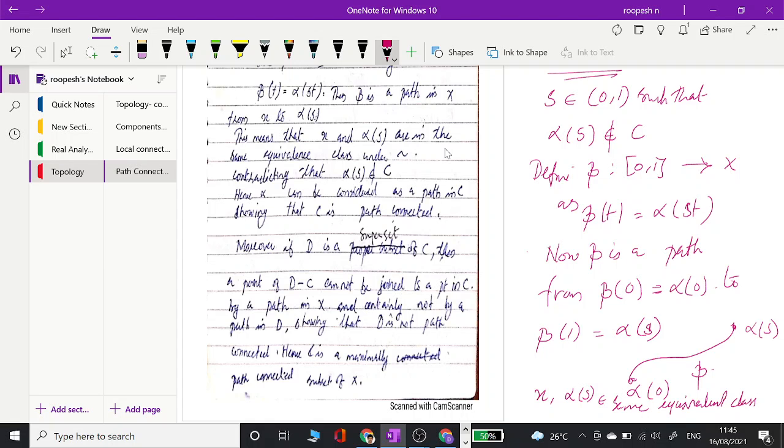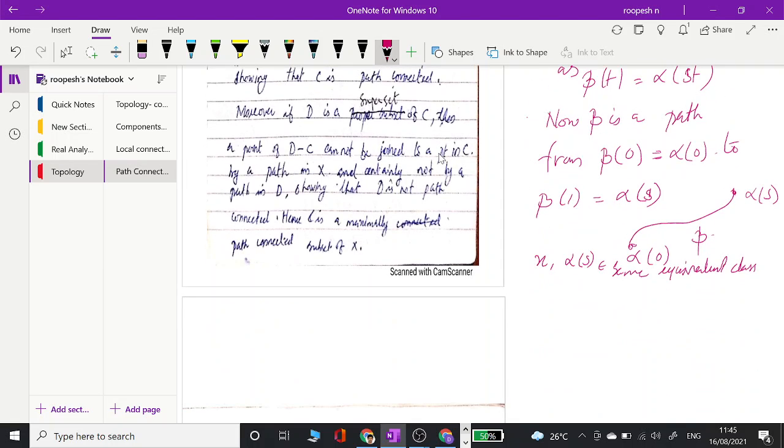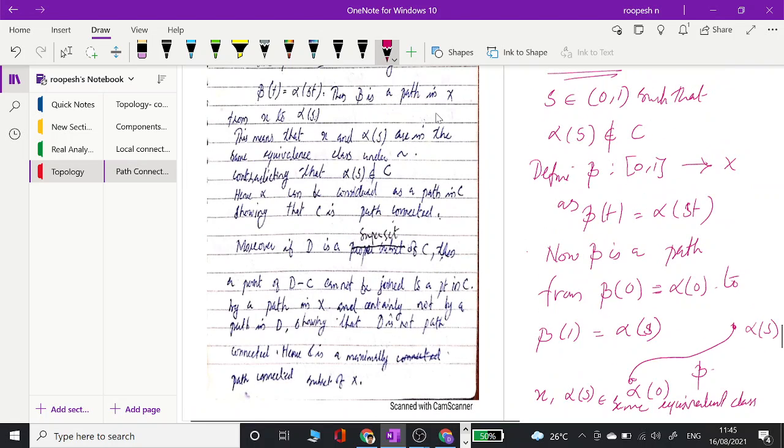We have taken x already in the component, right? So s also belongs to the component. You're getting a contradiction, right? So this shows that C is path connected. Now moreover, if D is a superset, we want to show that it is the maximal one. First of all, we have shown that it is path connected. Next, we will prove that this is a maximal such path connected set.